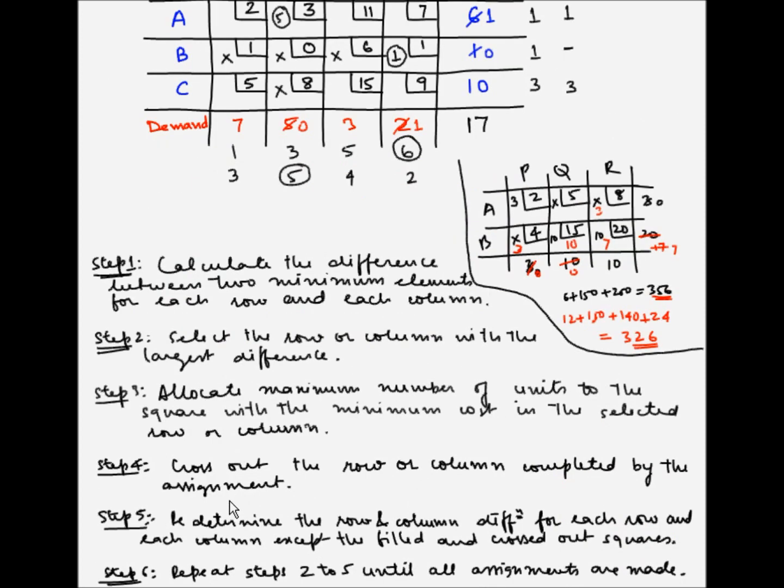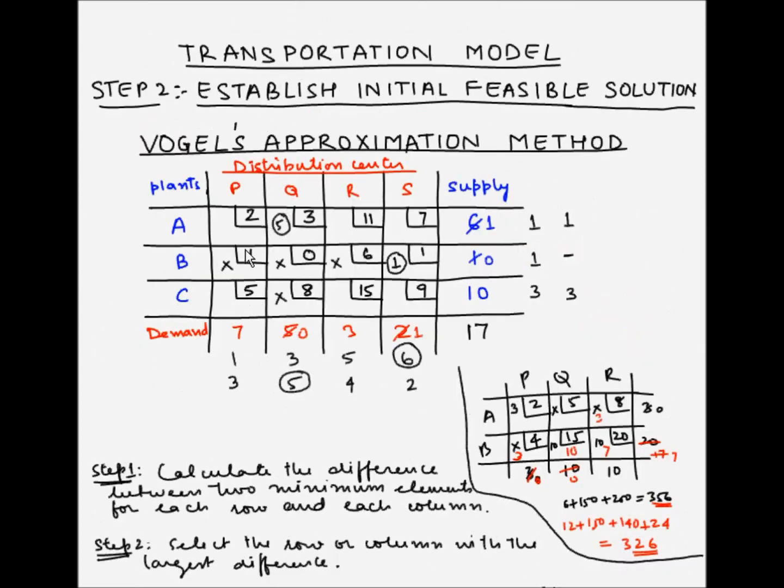Now the next step is redetermine the row and column difference for each row and each column except the filled and crossed out squares. So now let's start again with the column P. So for column P, the lowest is 2 and the second lowest is 5. So 5 minus 2 is 3. We'll skip Q because all the squares are either allocated already or crossed off. So we'll put a dash here. The next one is R. So 15 minus 11 is 4. Next one is S. 9 minus 7 is 2.